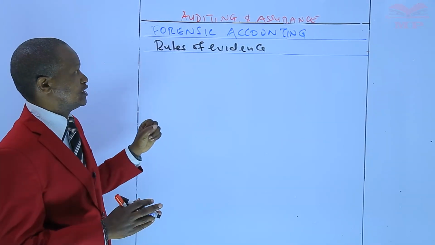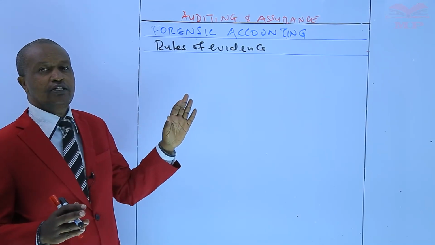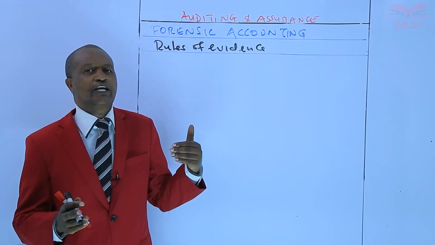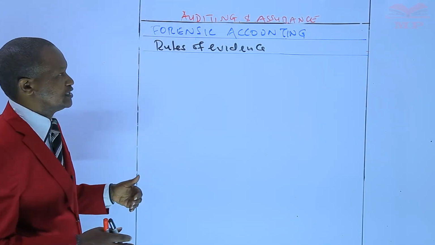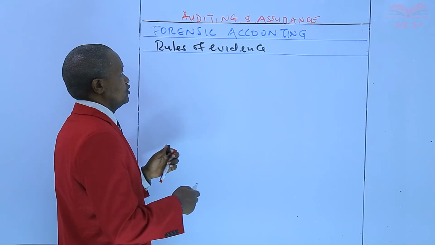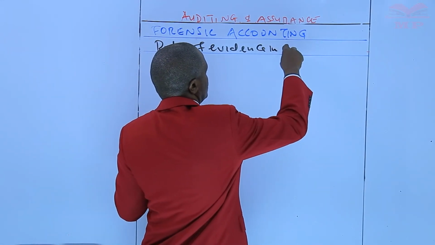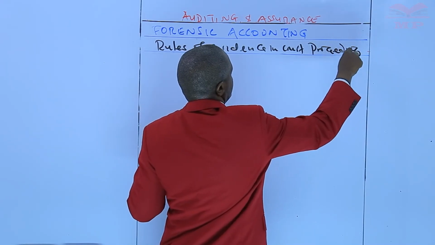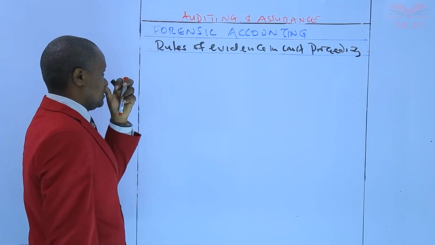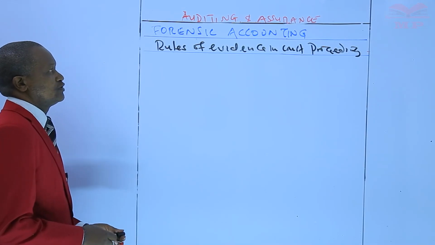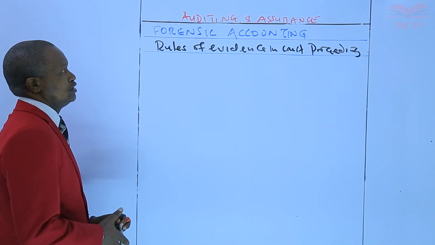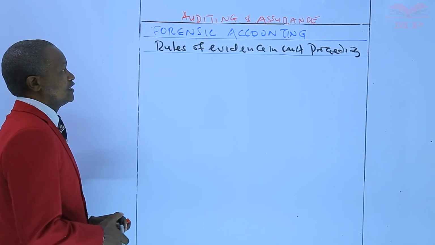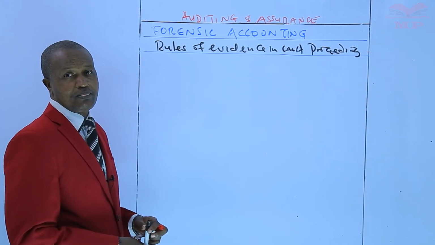Today we are going to study some key points regarding rules of evidence in court proceedings. We say that the one purpose of carrying out forensic accounting is to gather evidence that can be used in court proceedings as far as financial crimes are concerned.